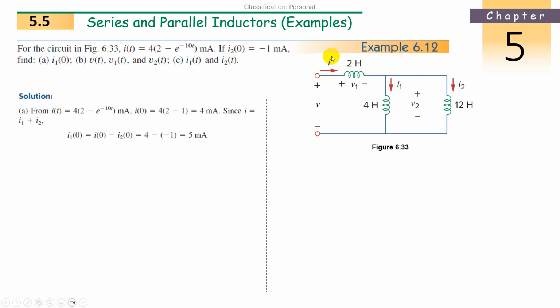So at the initial condition, at time 0, what is the total current I? 4 milliamperes. And what is the current I1? 5 milliamperes. And what is the current I2? It is minus 1 milliampere. Means it is going reversely, means it is discharging. Okay, next.